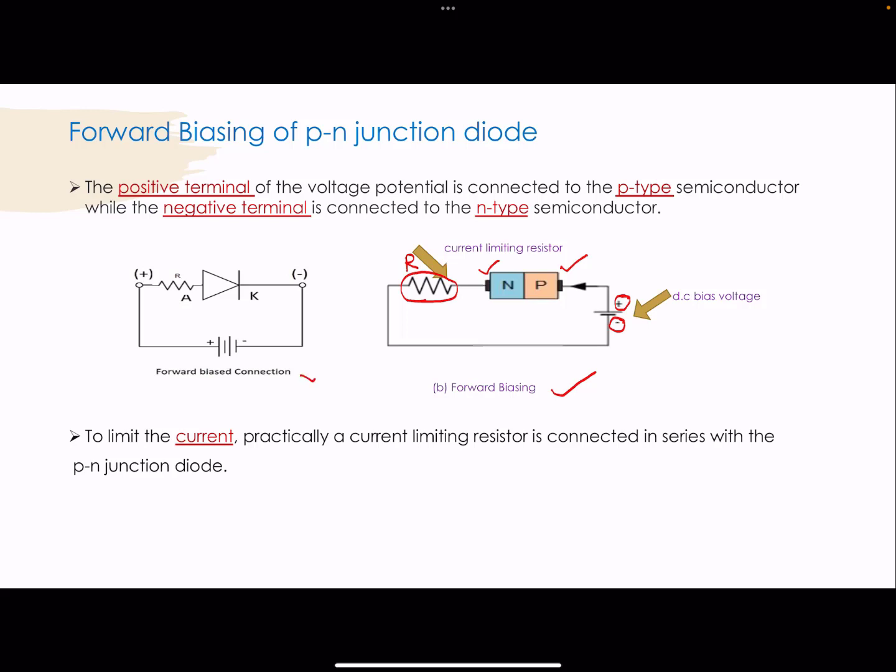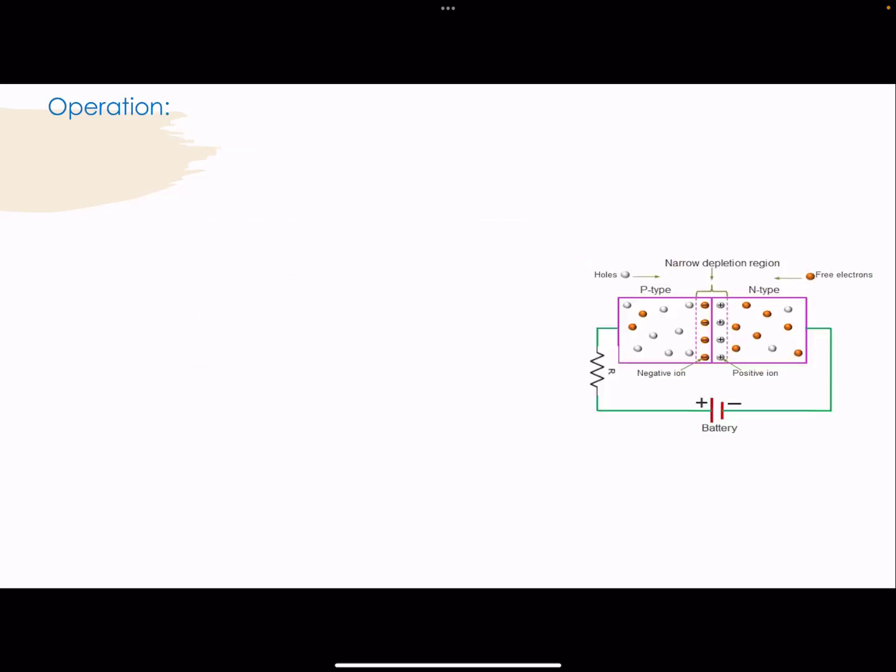And this is a forward biased connection circuit in which the positive terminal is connected to the anode terminal of the PN junction diode while the negative terminal is connected to the cathode terminal of the PN junction diode. And this is the R, which is the current limiting resistor connected in series with the PN junction diode. Now let us see the operation of this forward bias PN junction diode.